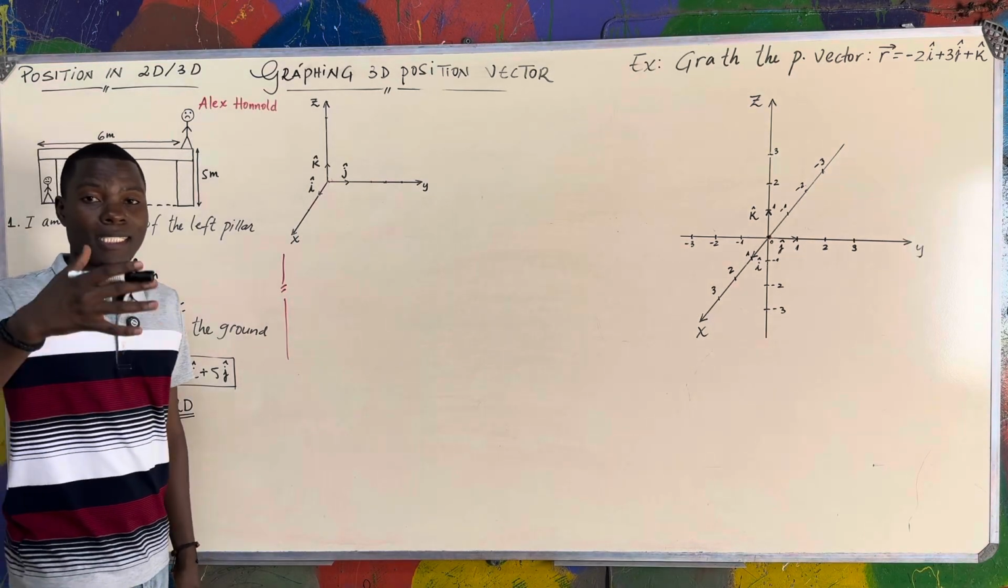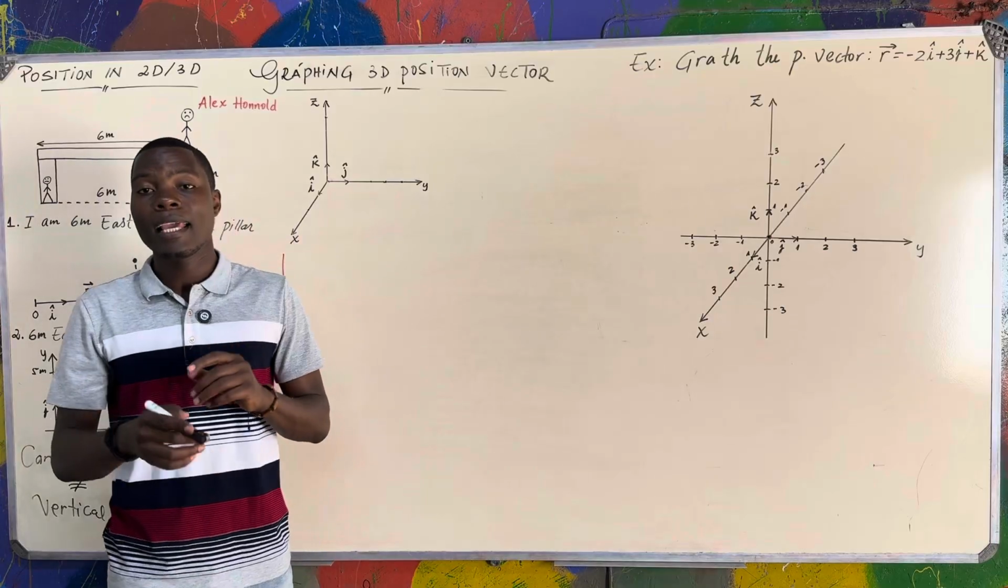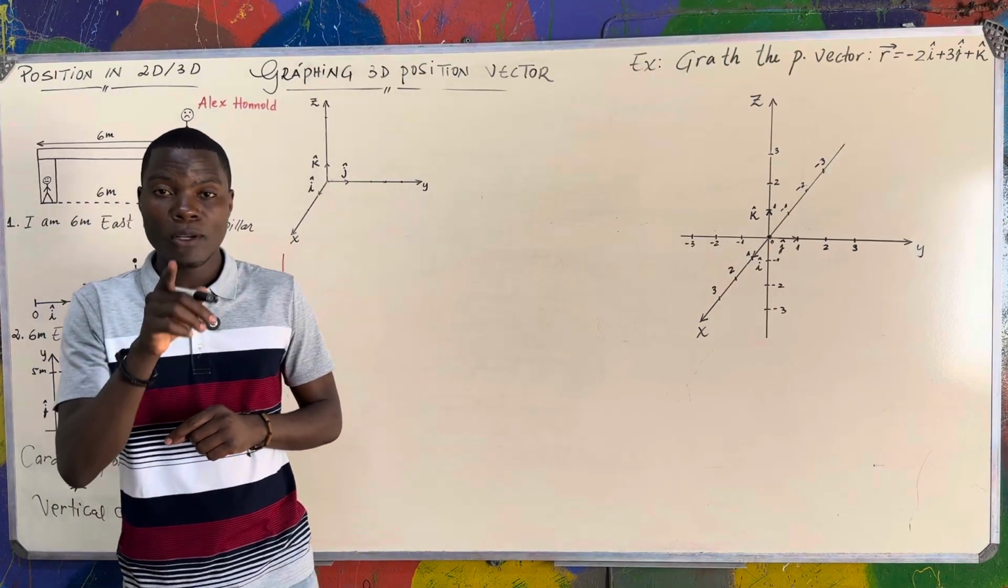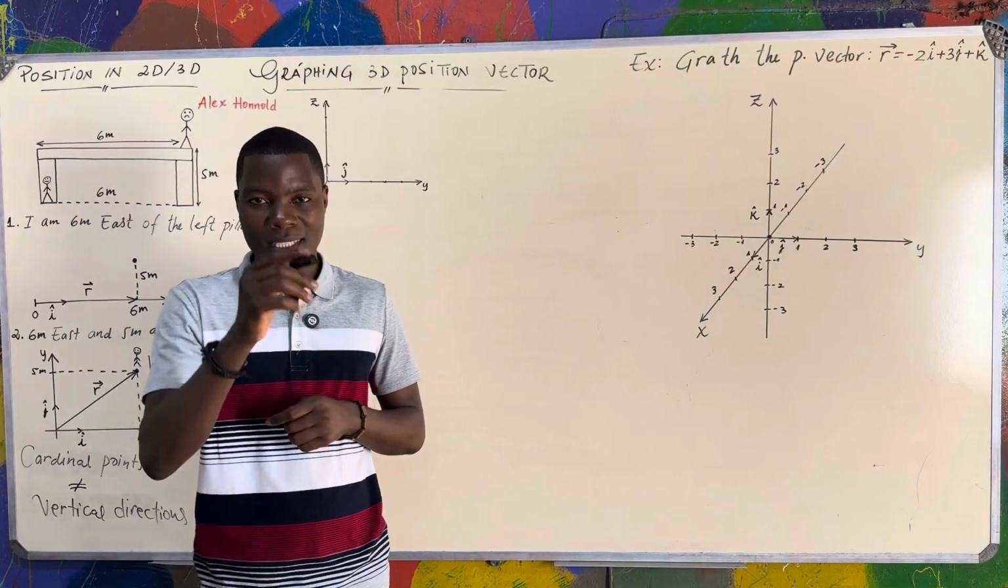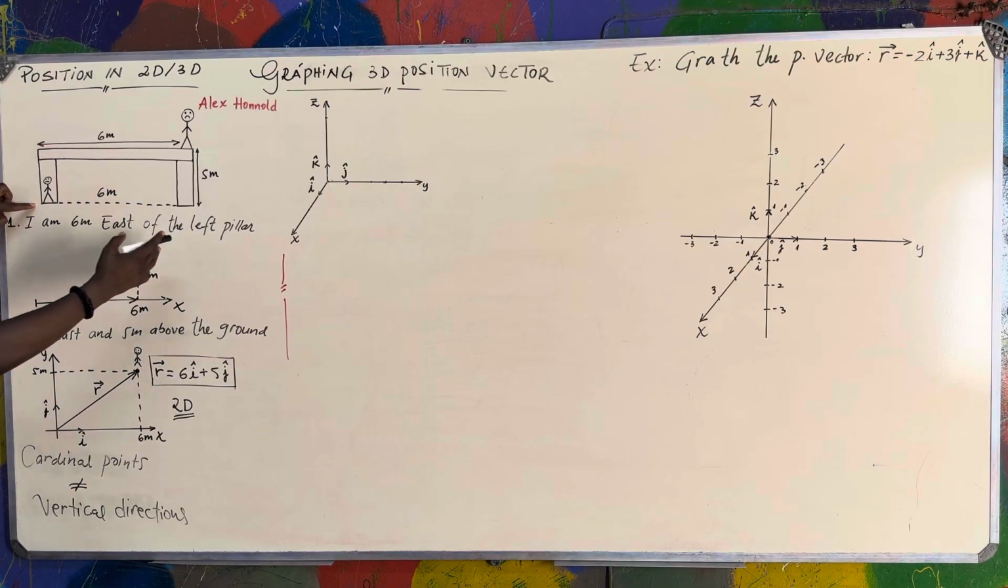So today we're extending the definition of position in 2 and 3 dimensions, and I'm curiously showing you how it could be both right and wrong when describing your location. Stick around. Okay, a firefighter is standing on the ground under the left pillar of an elevated bridge.